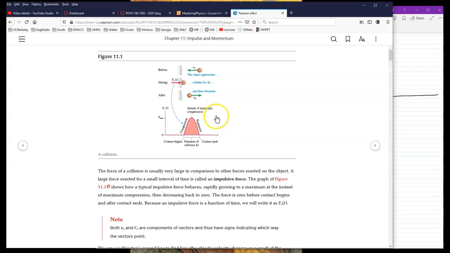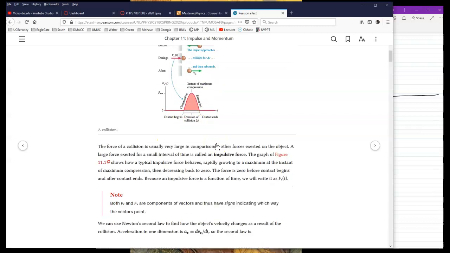So here we go. As you can see here is the curve. Here is the force axis, and this is the time axis. So the area under the curve is there. The duration of the collision: contact begins here, and contact ends there, and so on.